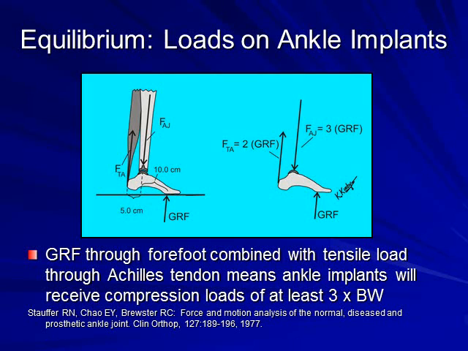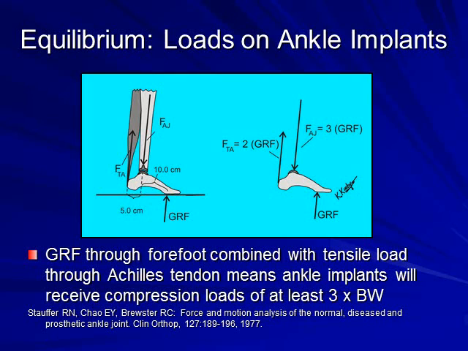the ankle joint compression force must be approximately 600 pounds. And this is confirmed by previous research. Stauffer et al. in Clinical Orthopaedics in 1977 showed that ground reaction force through the forefoot, an upwards force, combined with the tensile loading force through the Achilles tendon, also an upwards force, must mean that ankle implants will be subjected to compression loads of at least 3 times the body weight.